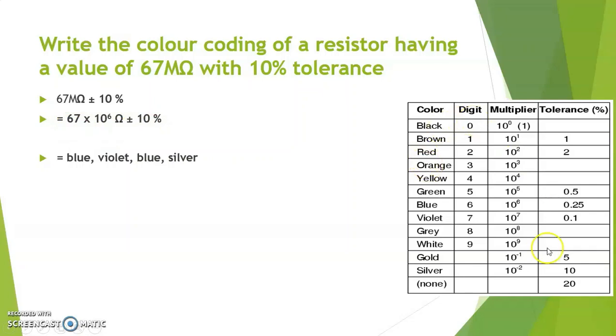So let us look at this table. 6 corresponds to blue, then we have 7 which corresponds to violet, then next we have 10 raised to 6, so consider the exponent, that again is 6, so we have blue, and finally we have 10% tolerance, which corresponds to silver.